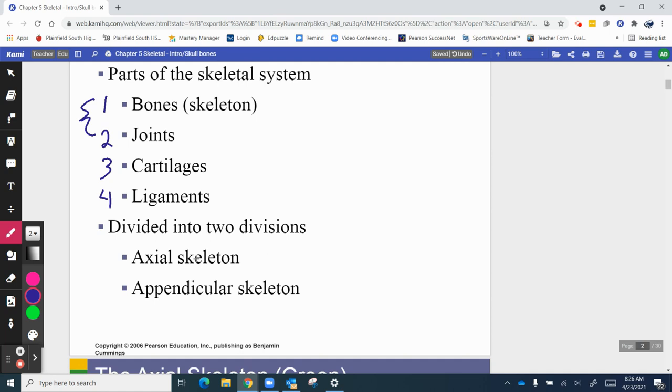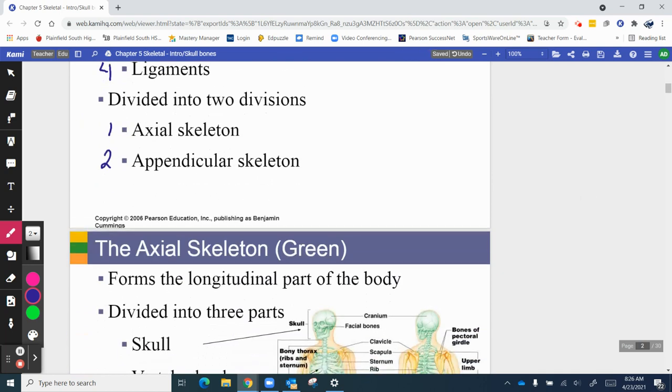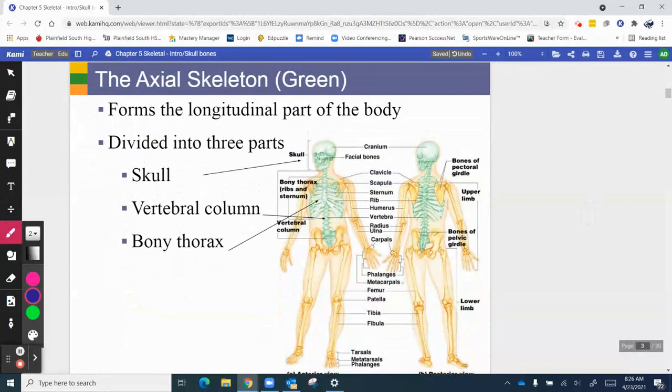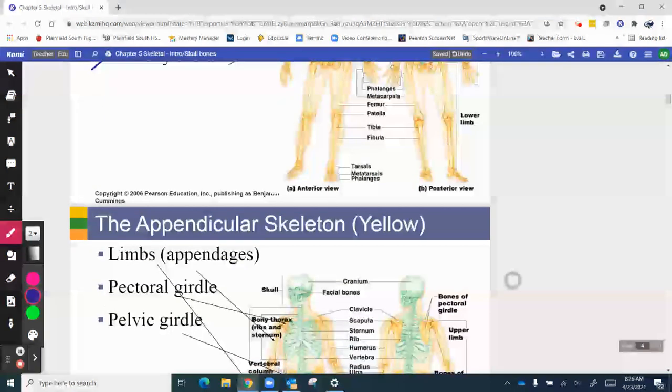The skeletal system is then divided into two divisions. We'll take a look at it here in just a second, both the axial as well as the appendicular. All right. So the axial skeleton is highlighted in green here. It's got a couple different divisions. We've got the skull itself, which is comprised of several bones. We have the vertebral column, and then we have what's referred to as the bony thorax, so the sternum and some of the cartilage that extends from that. Those are the basic sections of the axial skeleton.